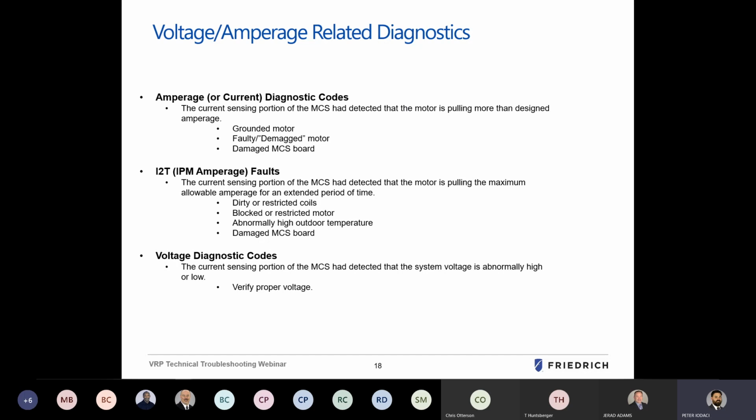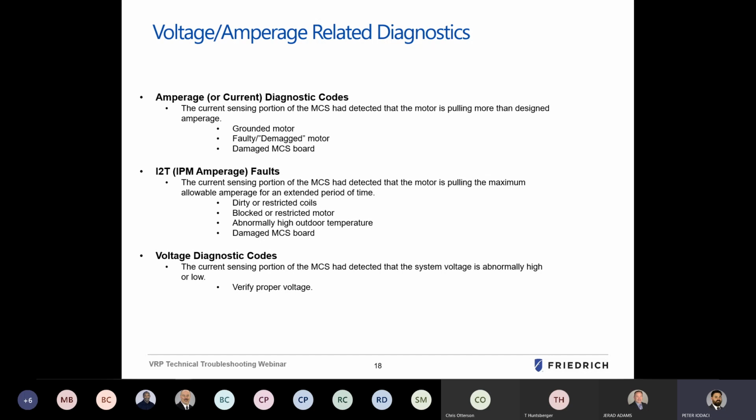Troubleshooting voltage and amperage related diagnostic codes may come down to simply, is it the board or is it the motor, right? So unlike PSC compressors and PSC motors, when something happens to an inverter piece of equipment that is controlled by a computer that is monitoring the amperage and the voltage, it's very fast and very reactive.